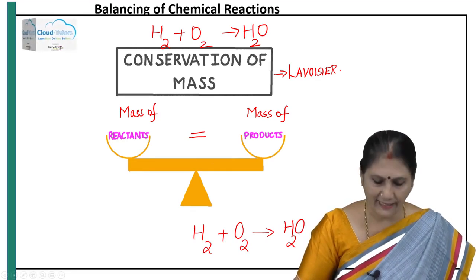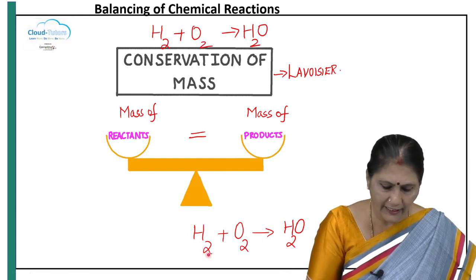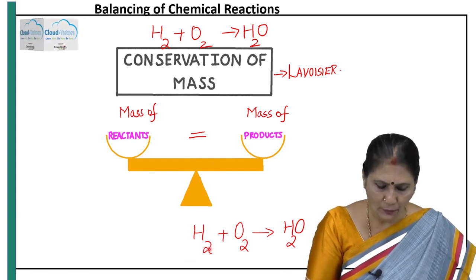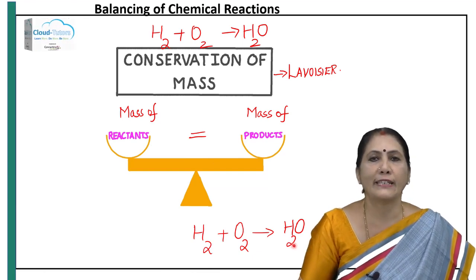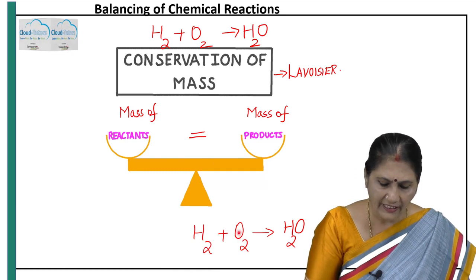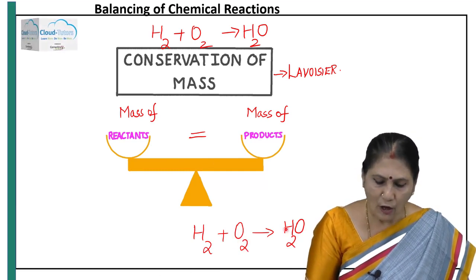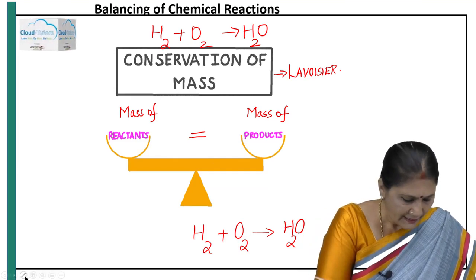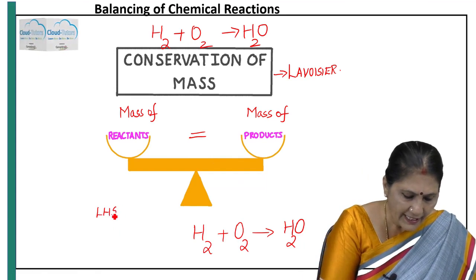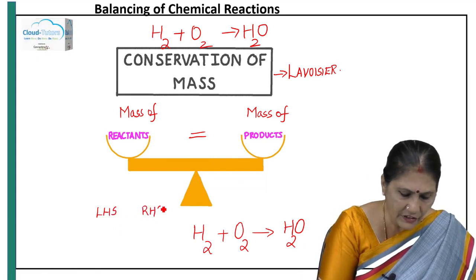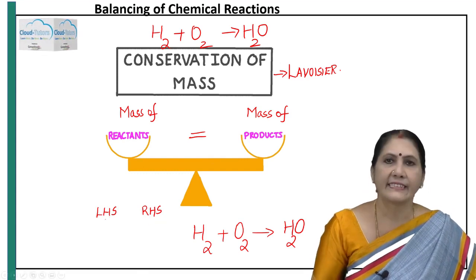Now let me balance. Hydrogen, how many atoms are there on the reactant side? It is 2. Well, on the product side, it is again 2. So it is balanced. Oxygen, here it is 2. But here it is only 1. So how to equalize this number? I will write LHS and RHS. This denotes left hand side, right hand side.